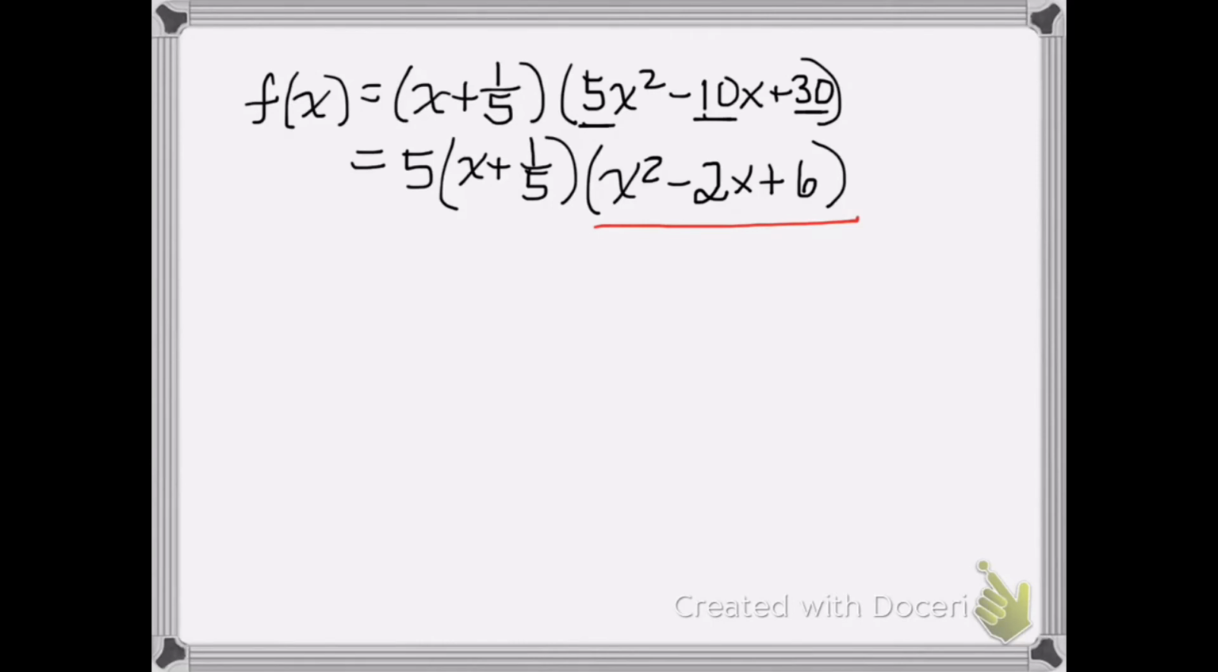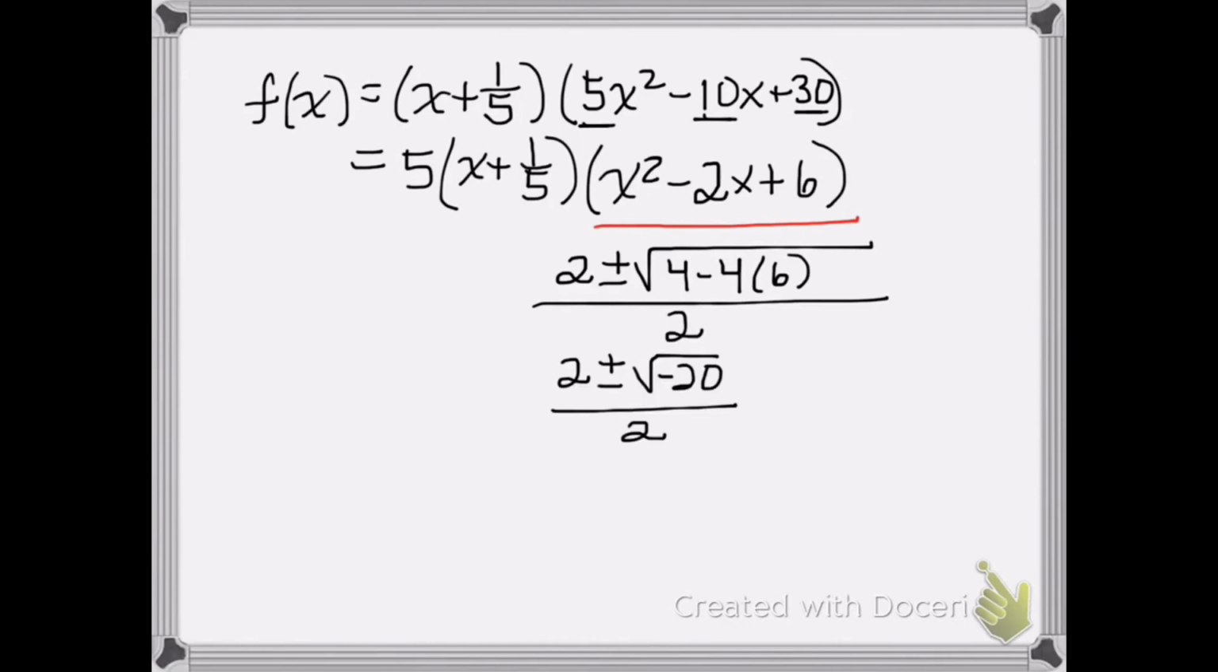Now looking at that, we can see that we're not going to be able to factor it, so we're going to use the quadratic formula. So I'm going to say that I've got negative b plus or minus the square root of b squared minus 4ac over 2a. And that simplifies to this, which simplifies to this.